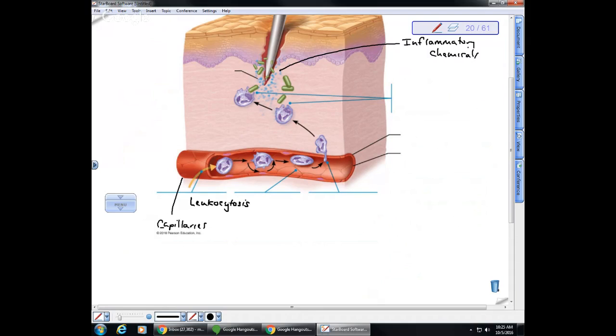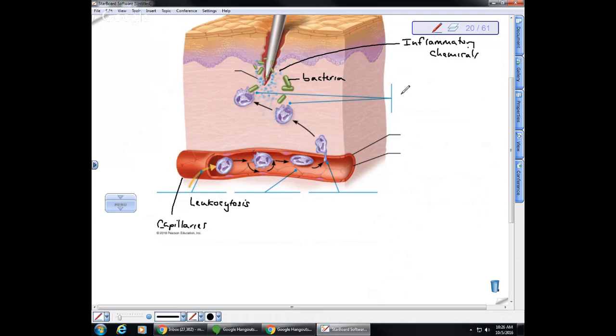So when you have an invasion of bacteria, in this case, they're labeled as green. Actually, there is a line to that. Sorry. This would be the inflammatory chemicals. So this would be the bacteria. I don't think there's a line to the bacteria. Anyway, never mind. Okay, so this is leukocytosis.